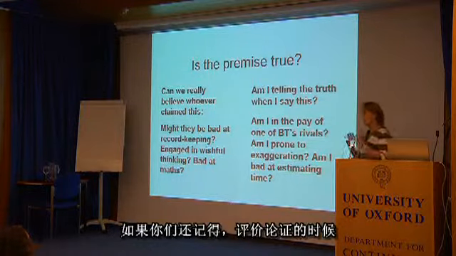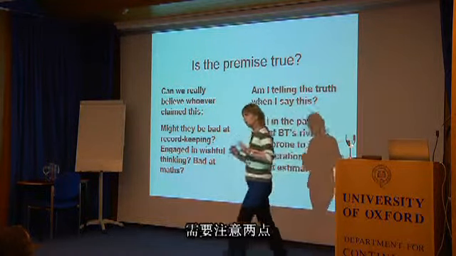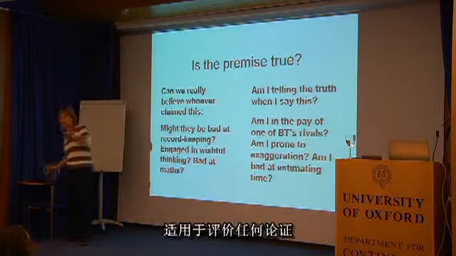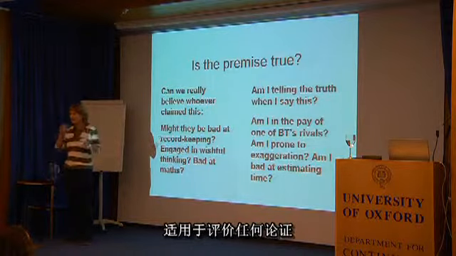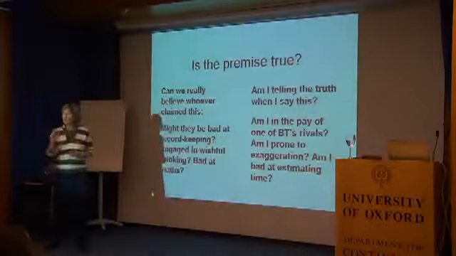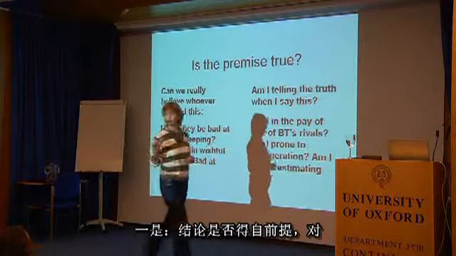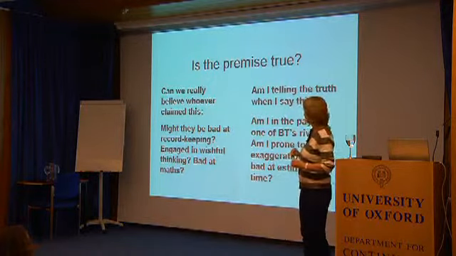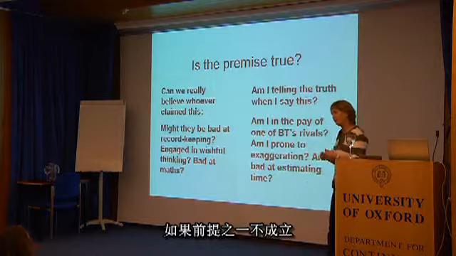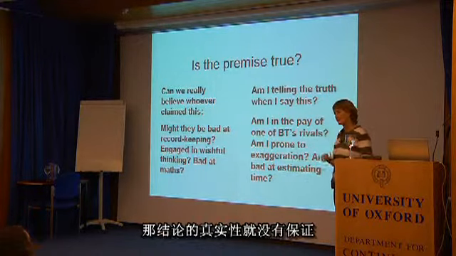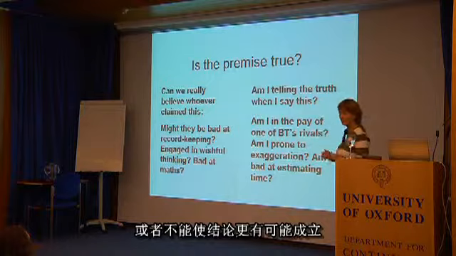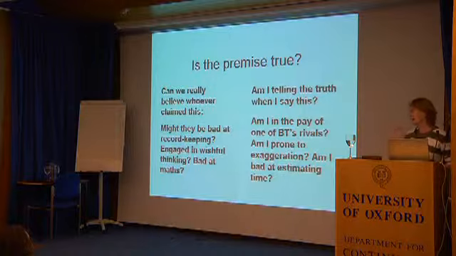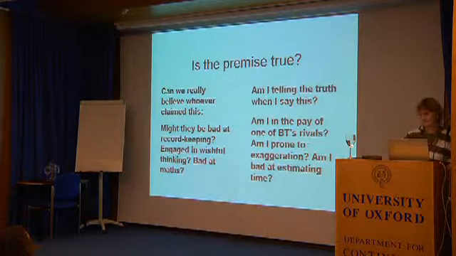And if you remember, whenever we're evaluating an argument, there are two things we've got to look at. Can you remember what they are? Just two basic things we look at whenever we're evaluating an argument of any kind at all. One is, does the conclusion follow from the premises? That's right. And the other is, are the premises true? That's right. Because if even one premise is false, then that doesn't guarantee the truth of the conclusion, does it? Or doesn't even make the truth of the conclusion more likely. So the first thing you look at when you look at any argument is, are the premises true?